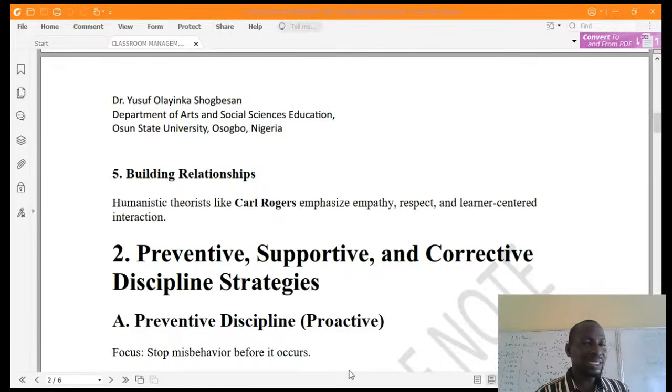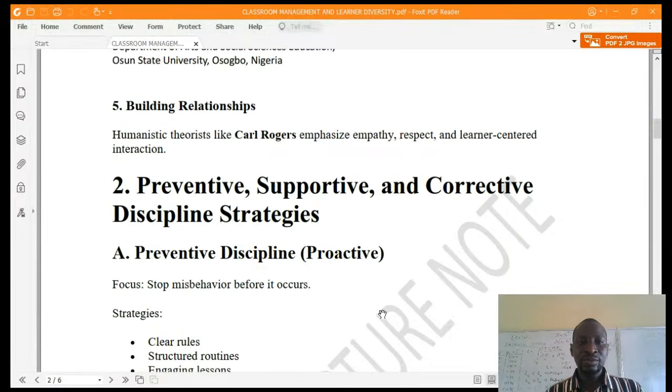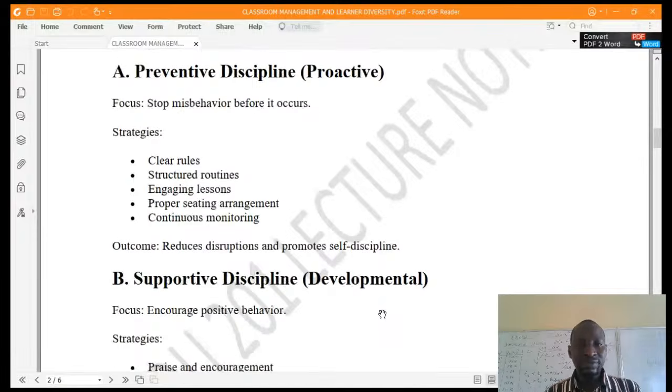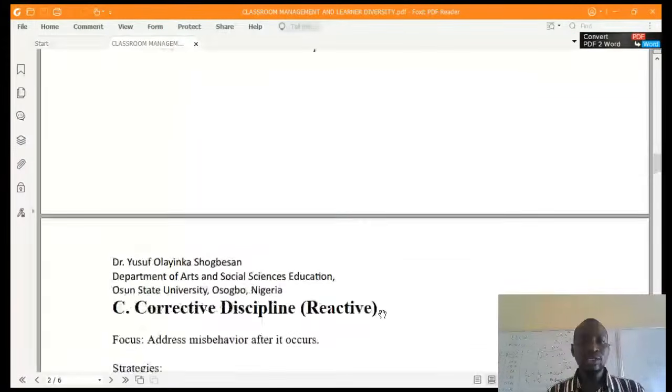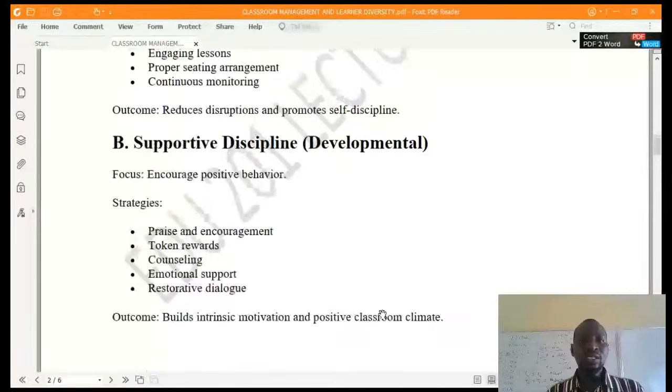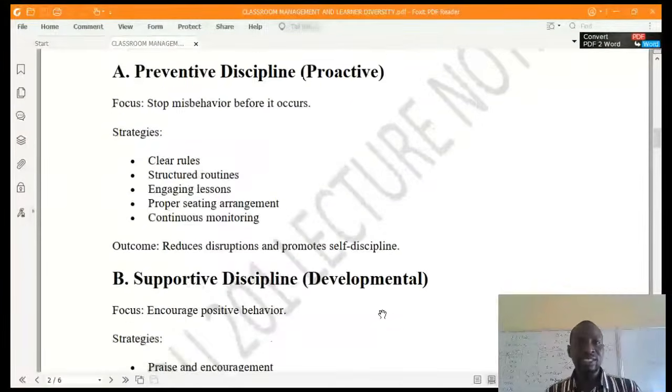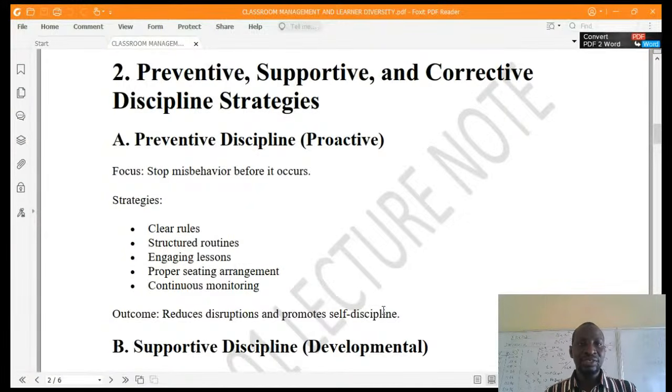So in the class, maintaining discipline can be proactive, which is the preventive discipline, or reactive, which is the corrective discipline, or developmental, which is the supportive discipline. So let us look at preventive discipline.